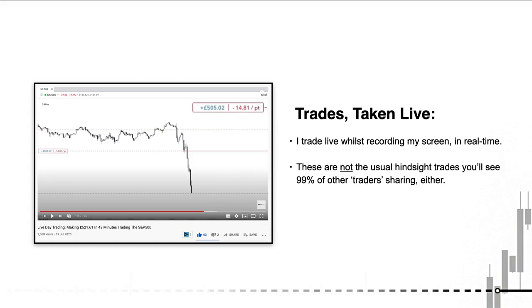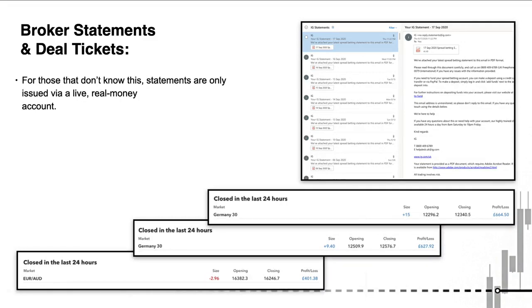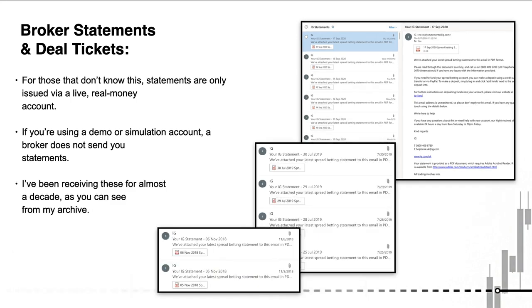And these aren't the usual hindsight trades that 99% of other quote unquote traders share. You can actually see me before, throughout, and after the trades, taking a position in real time with real money. And not only that, here are my broker statements. And for those that don't know this, statements are only issued via a live real money account. If you're using a demo or a simulation account, a broker does not send you statements. And I've been receiving these for almost a decade, as you can see from my archive.